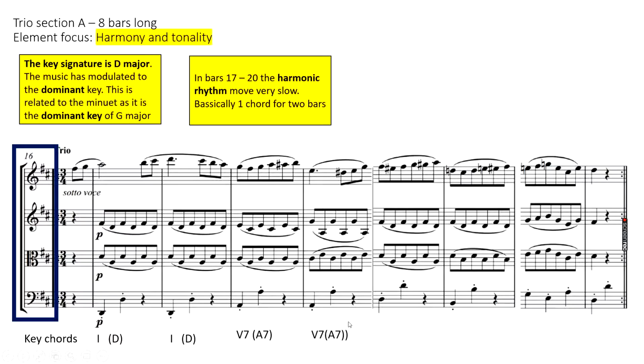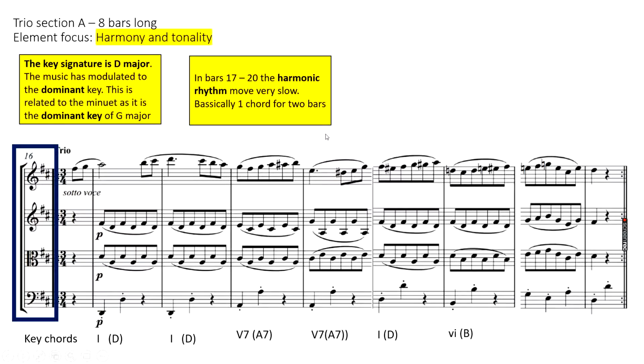Now what is really interesting to note, in bars 17 to 20, the harmonic rhythm, or the speed of the chords, is very slow. Because basically he's only got 1 chord every 2 bars. So you have D, bars 17 and 18, a D chord. And then we change to chord 5 on bars 19 and 20. We change to a dominant 7th chord, a 5-7 chord. So the harmonic rhythm, the speed of the chords, is very slow.